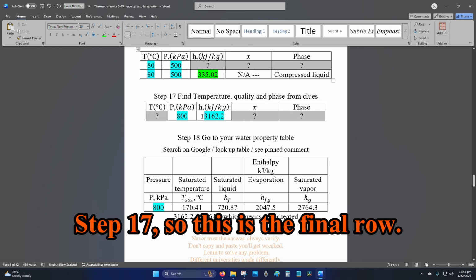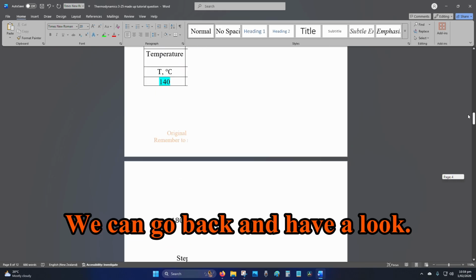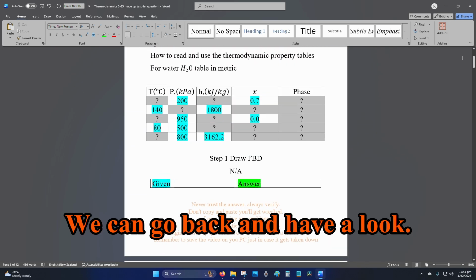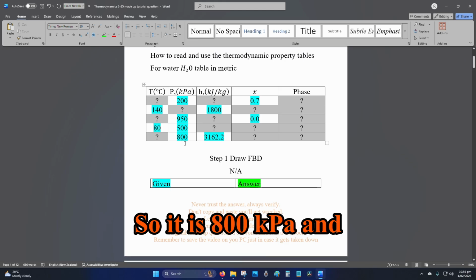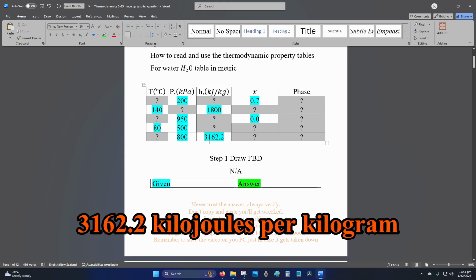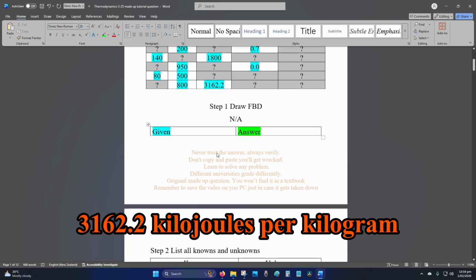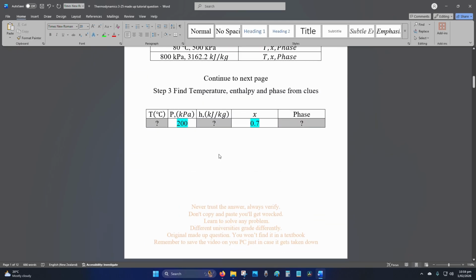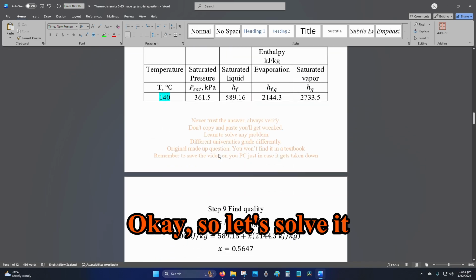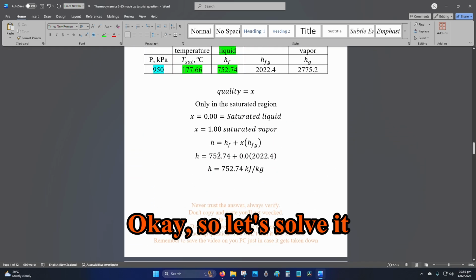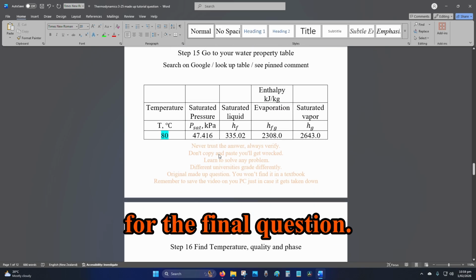Step 17, so this is the final row. We can go back and have a look. So it is 800 kPa and 3162.2 kilojoules per kilogram for the enthalpy. Okay, so let's solve it for the final question.